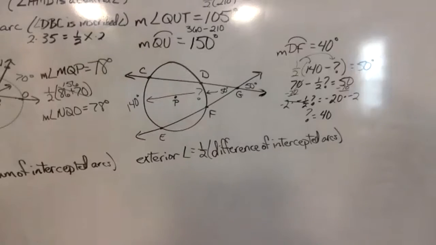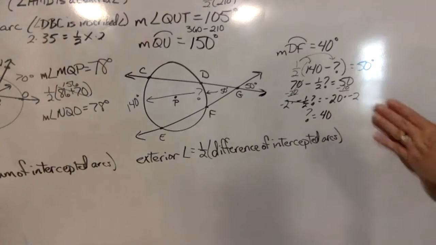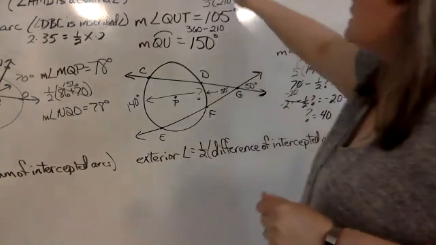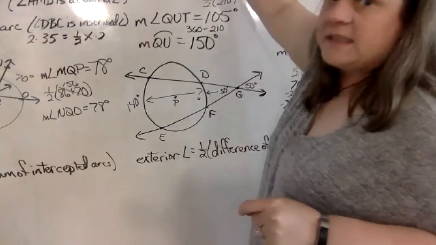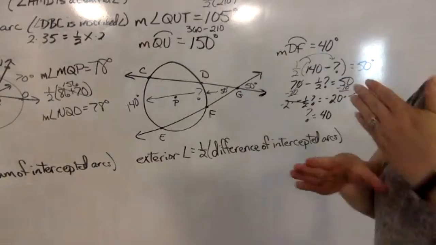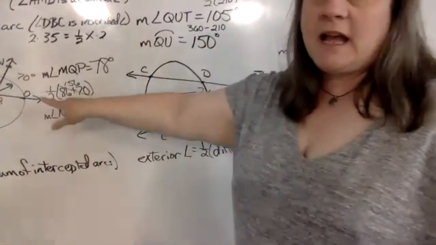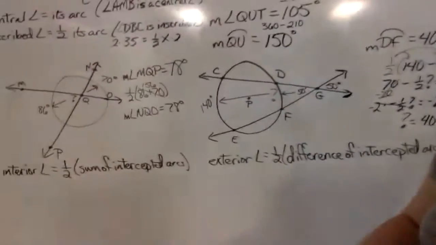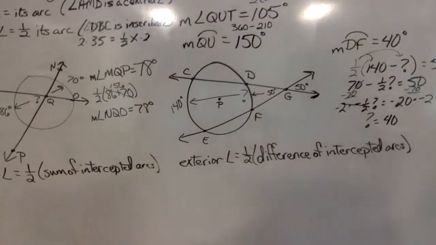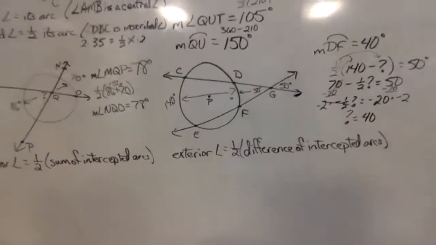Okay? So if it's in the center of the circle, it's equal to the arc. If its vertex is on the circle, it's half of the arc that it intercepts. If it's 2 lines intercepting inside the circle, it's half the sum. And if it's 2 intercepting on the outside, it's half the difference.